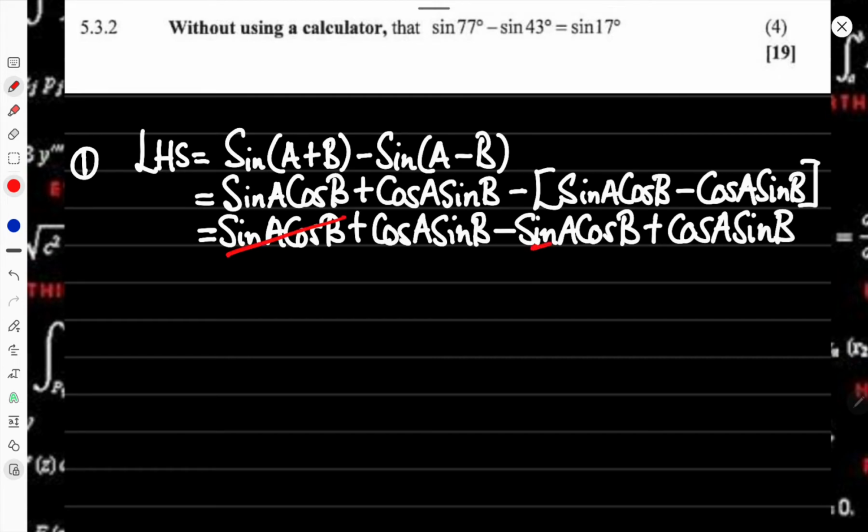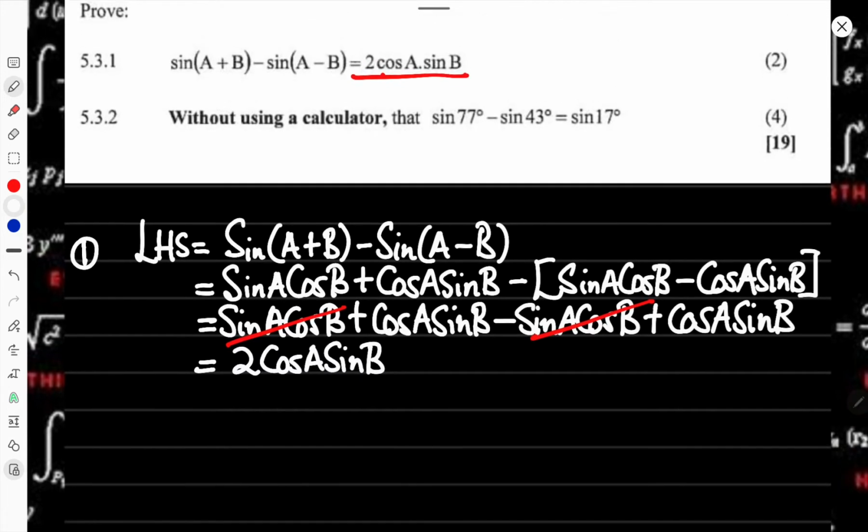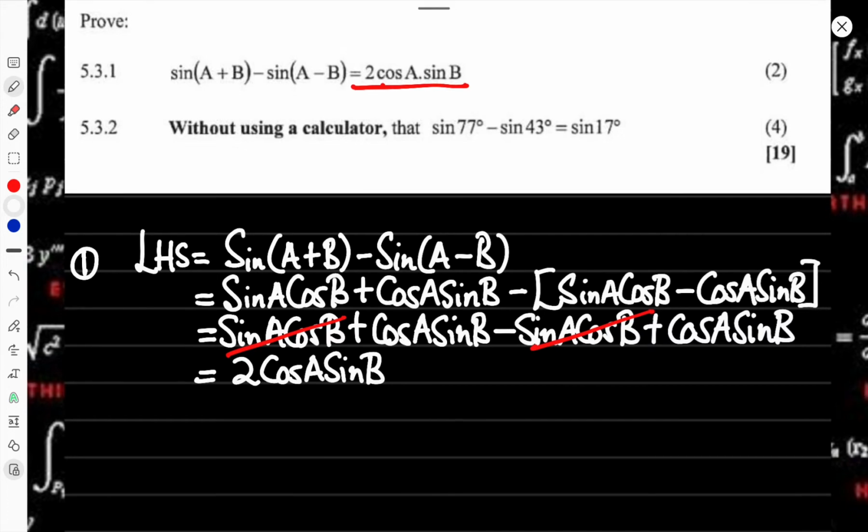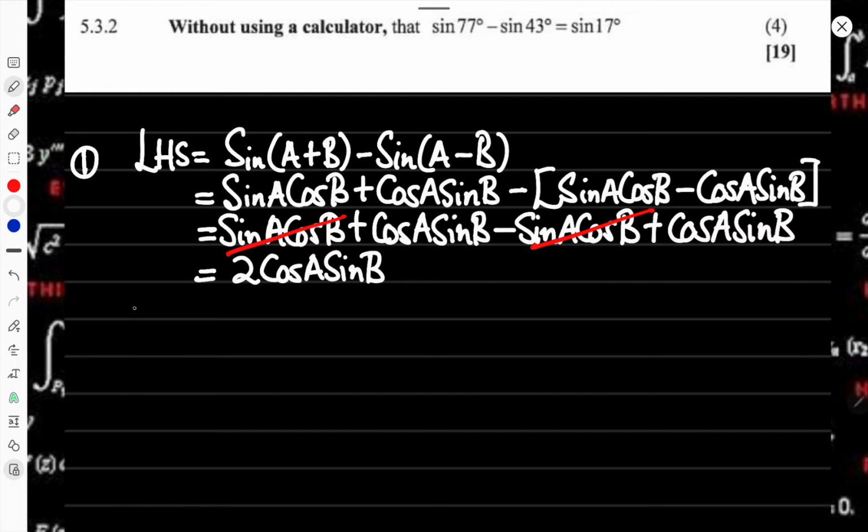We can see that this will cancel this one, and we are left with 2 cos a sine b, which was exactly what we were asked to prove, right? So we can write, therefore left hand side equals right hand side.